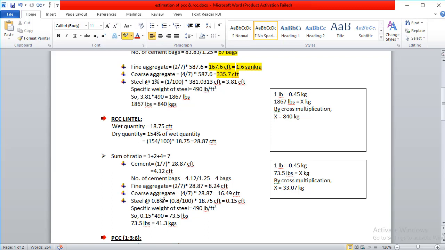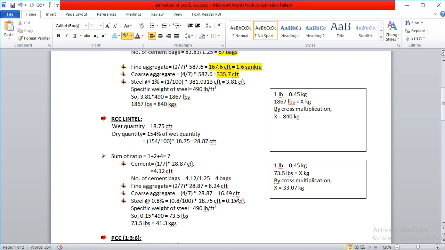Keep in mind that you cannot take the same quantity of steel for a slab as for a lintel. In a lintel you will use a little amount of steel, because the only function of a lintel is to transfer the loads coming from the slab and beams on the openings, and transfer them to the side brickwork. So you just have to add a little amount of steel in the lintel. I take here 0.8% of the total quantity of RCC lintel, so I get the quantity of steel as 0.15 CFT.